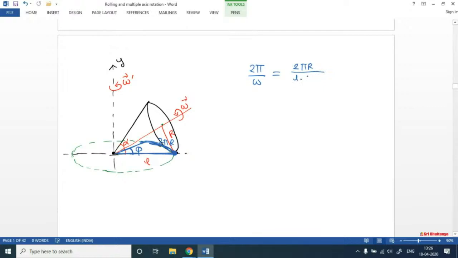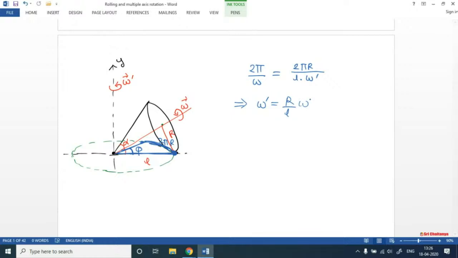So phi by omega dash would be the time taken by this point to move to this point, since it is rotating with an angular velocity omega dash. So rearranging that, we will get omega dash equal to r by L into omega over here.